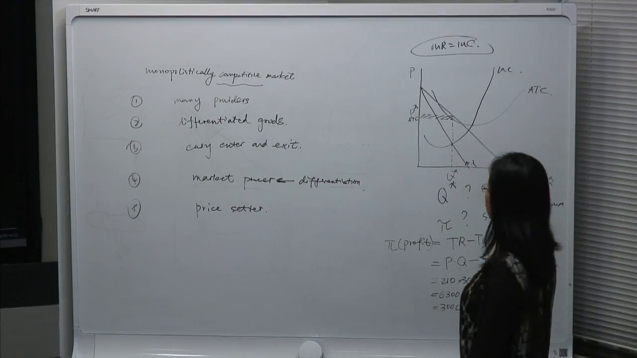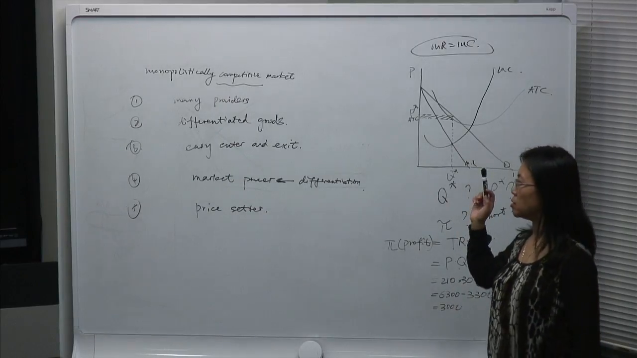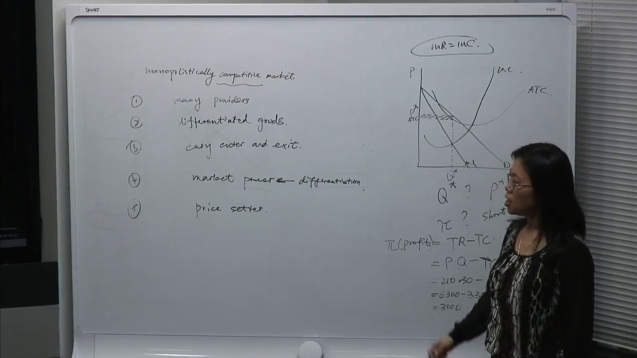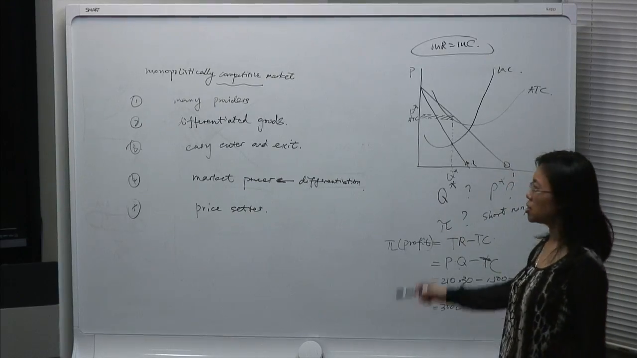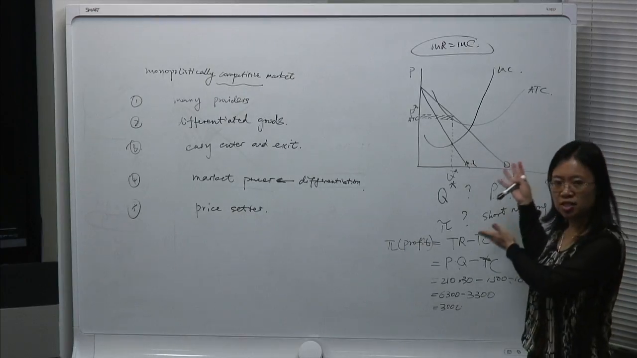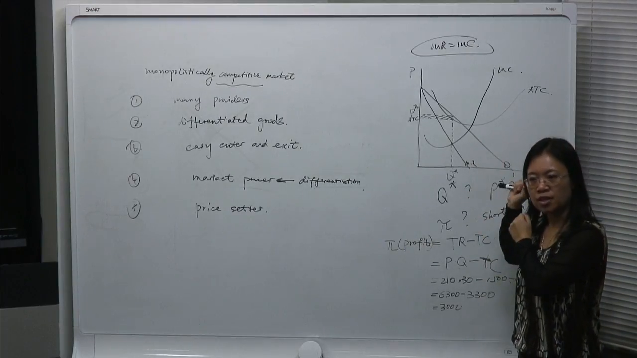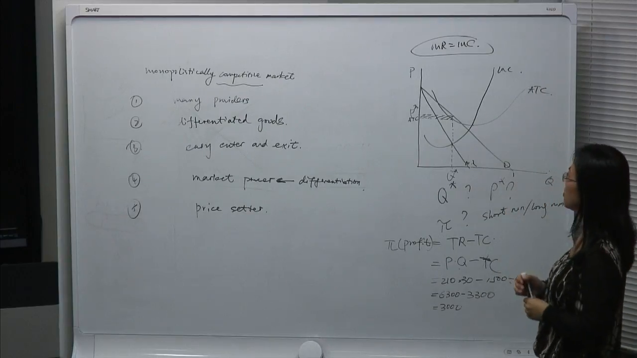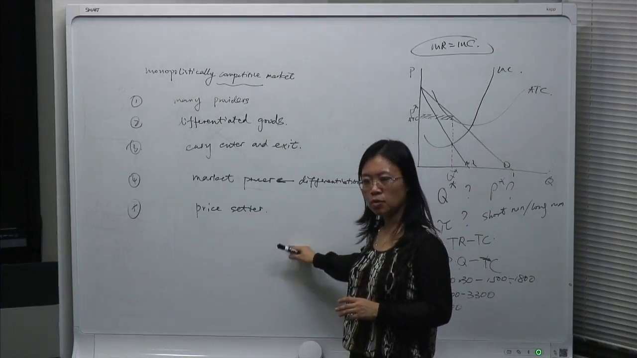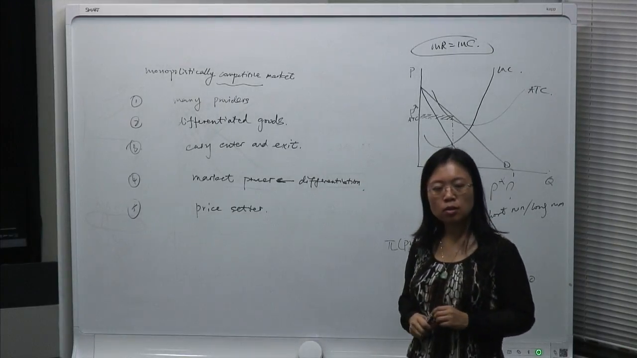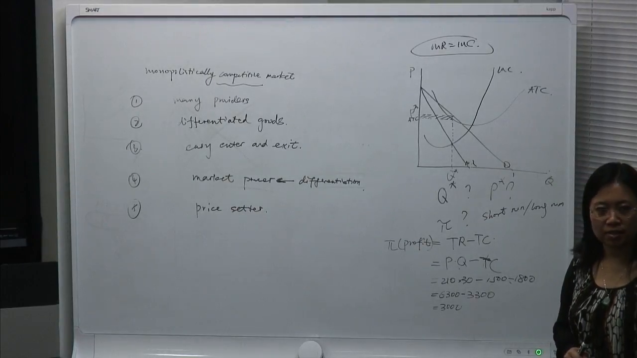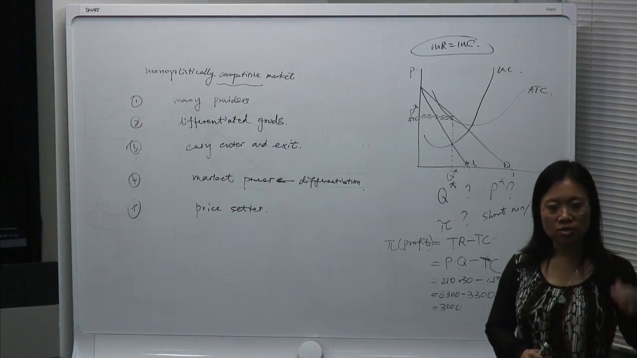All right, so now let's talk about how firms behave in this market. We're going to talk about this market just like we talked about monopolistic. We're going to have the market information and the firm characteristics. So how about the demand? What would the demand look like for each individual monopolistically competitive firm? Horizontal?